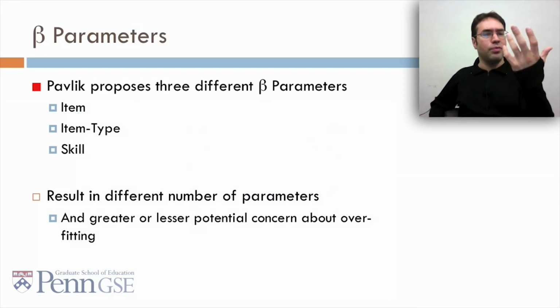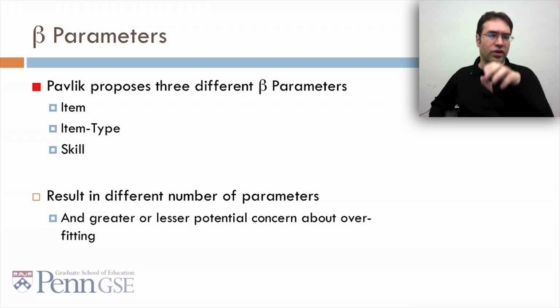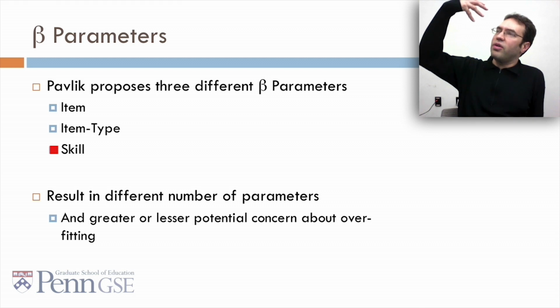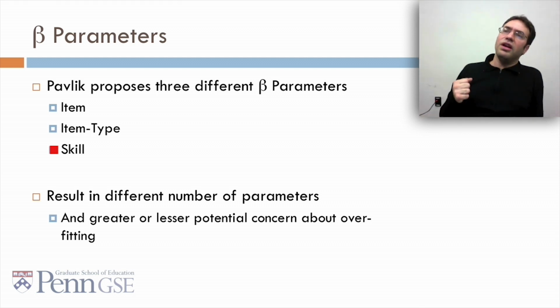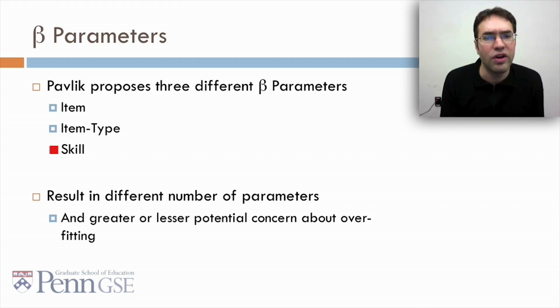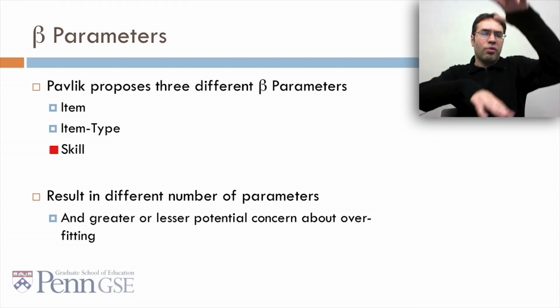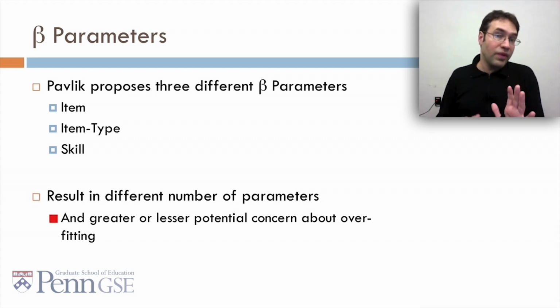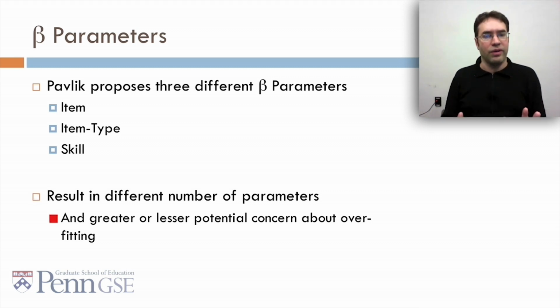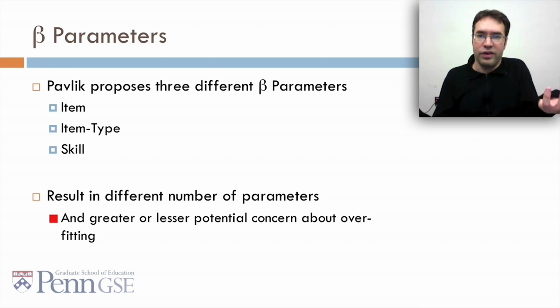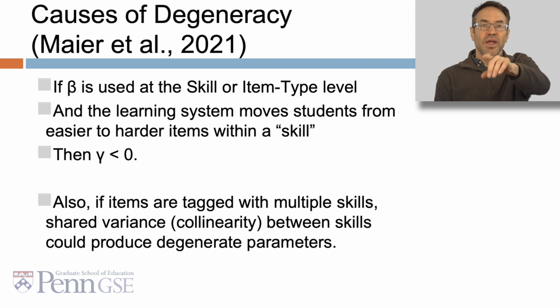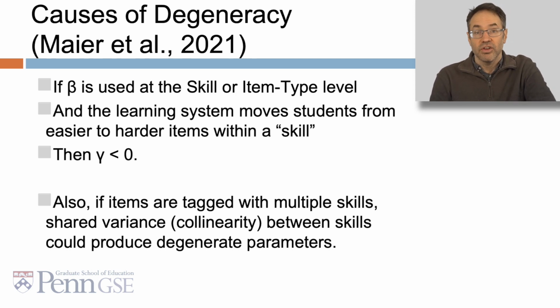So for beta parameters, Pavlik proposes 3 different beta parameters: item, item type, and skill. And so is the difficulty something that each item has? Is the difficulty something that each skill has? Or are there types of items somewhere in between? These 3 approaches result in different numbers of parameters and greater or lesser potential concern about overfitting. The more parameters, the more risk of overfitting. And a minute ago, you might have asked, what causes degeneracy? Well, beta is a big part of what causes degeneracy in PFA and, for that matter, LKT in general.